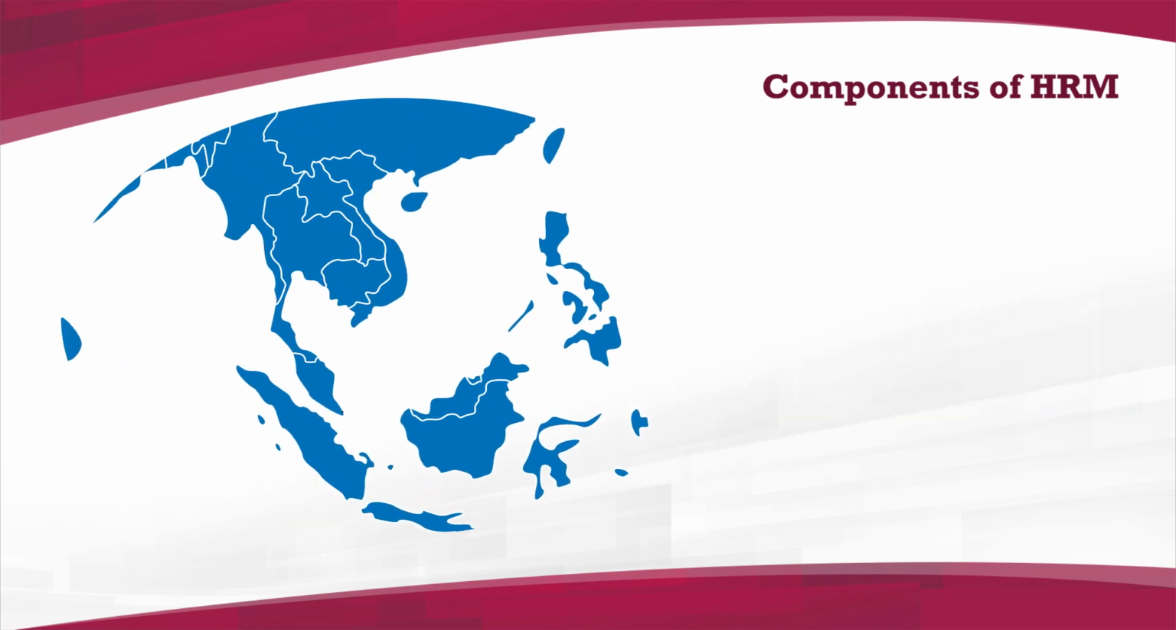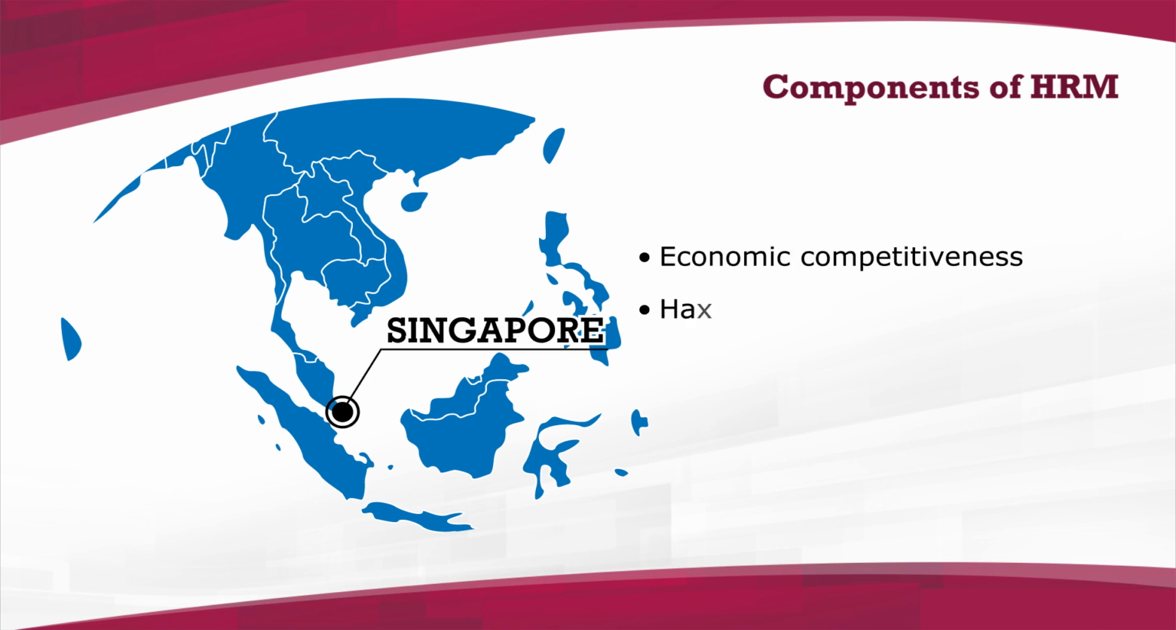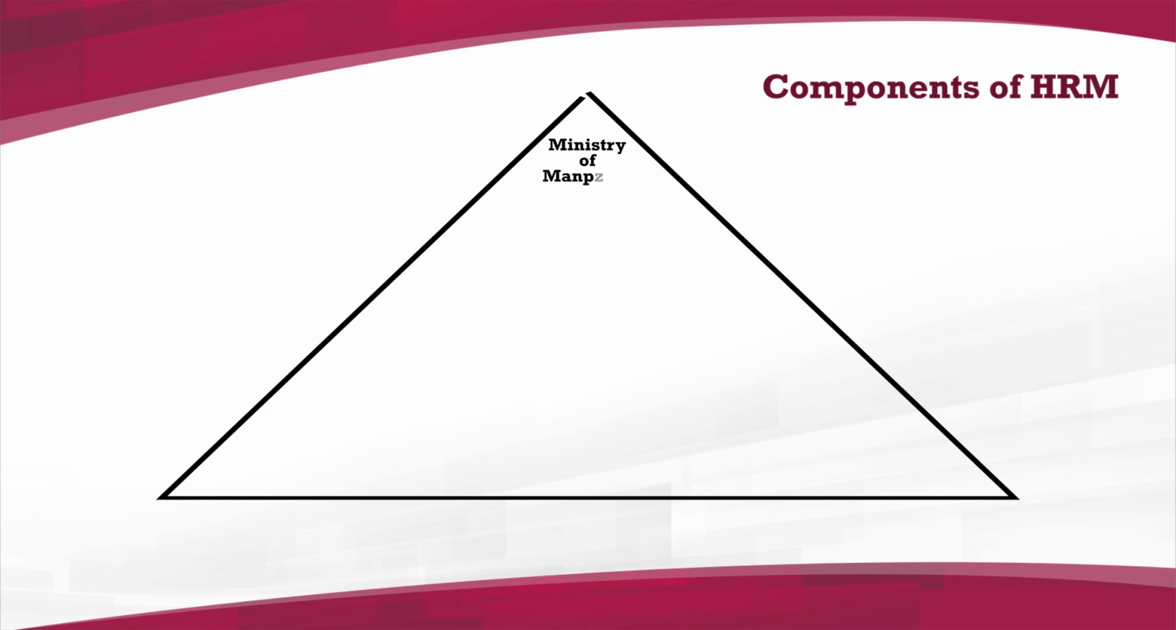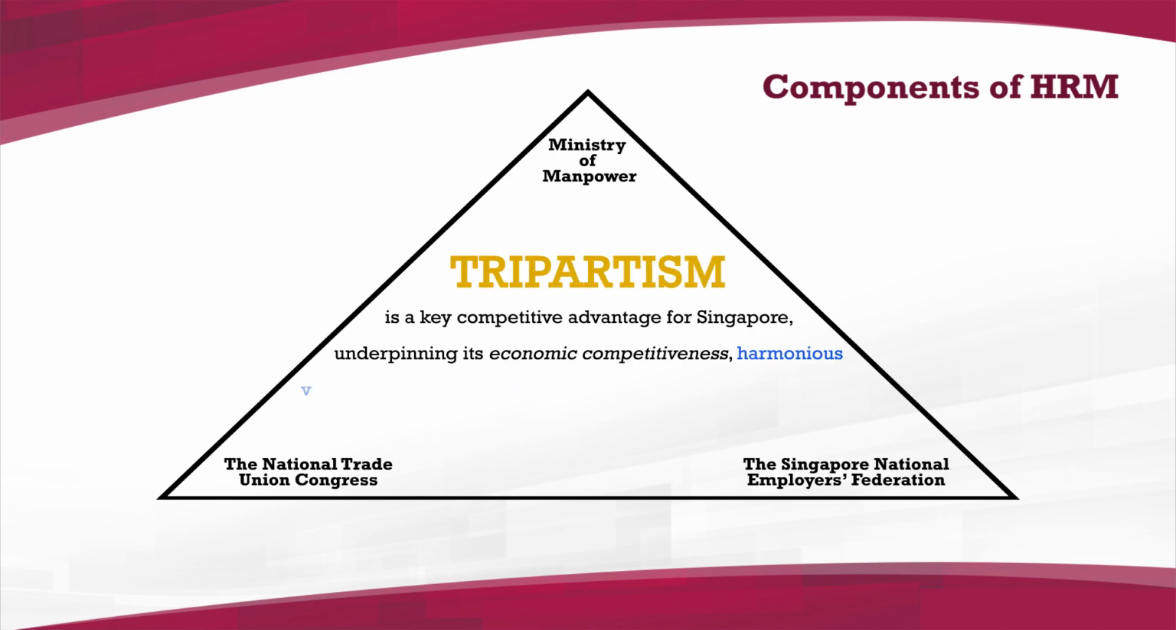Tripartism is a key competitive advantage for Singapore, underpinning its economic competitiveness, harmonious labor management relations, and overall progress of the nation. 3 main entities, namely Ministry of Manpower, the National Trade Union Congress, and the Singapore National Employers Federation, form the tripartism framework. The laws that specify basic terms and conditions of employment for employees and workers can be found in the Singapore Employment Act.